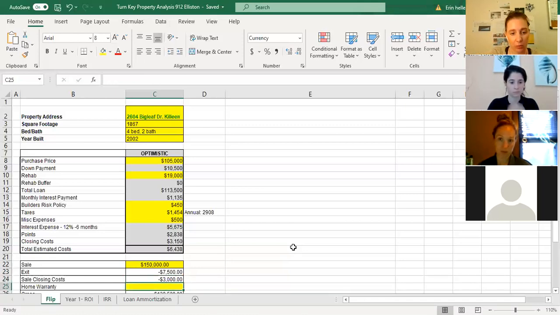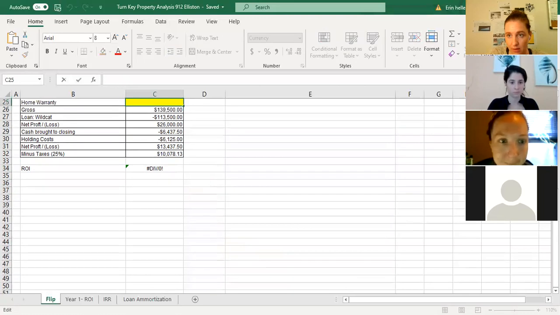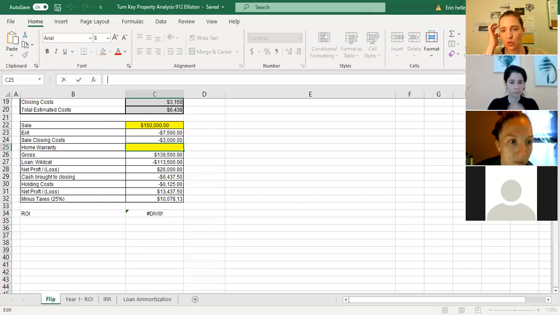Sometimes your buyer will ask for a home warranty if you're selling it. But that's not a given. It's something they want to ask for. And sometimes you can even put that in the listing as a way to get it to sell quicker.